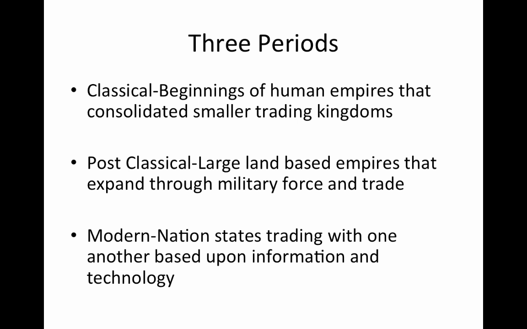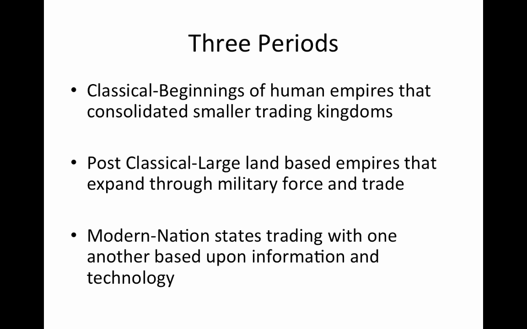The first is what's called the classical period. That's the beginnings of human empires, where you start to see people moving from hunting and gathering societies into what's called sedentary societies. That means societies that are established and sedentary into one region. They tend to have certain themes to them. For example, they tend to be places that are next to river systems that create food surpluses. And eventually they consolidate and they form into smaller trading kingdoms.